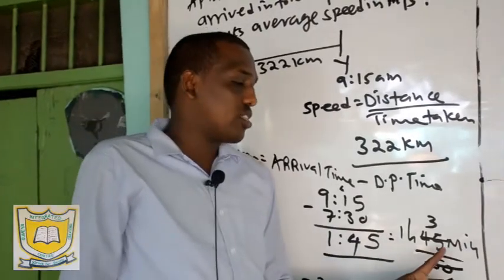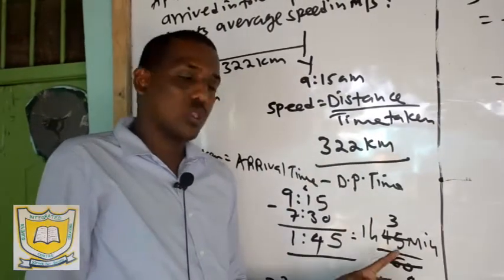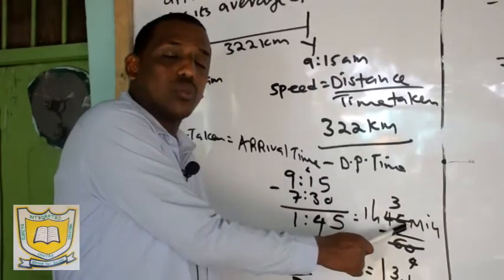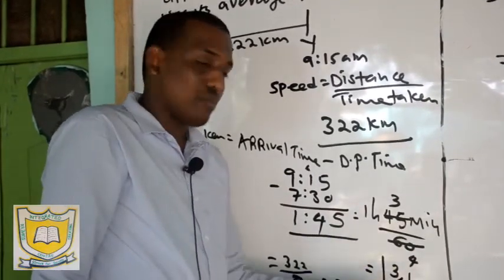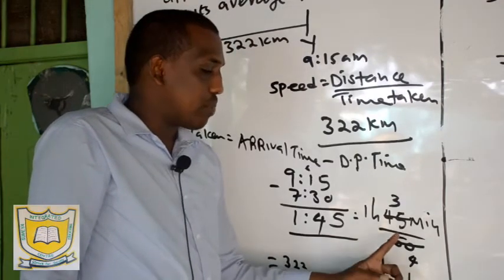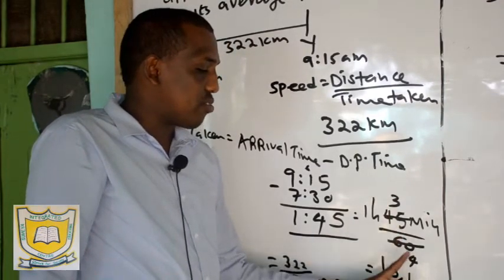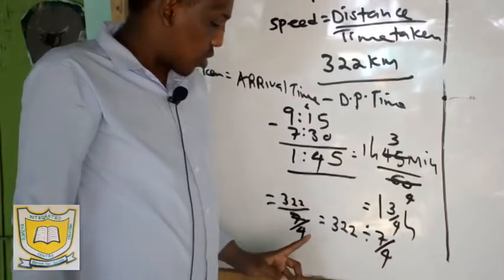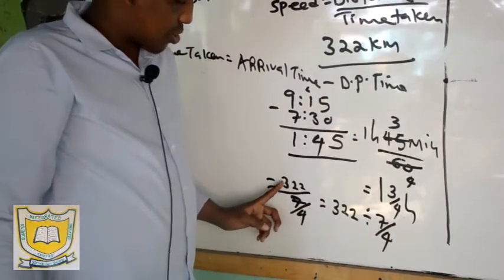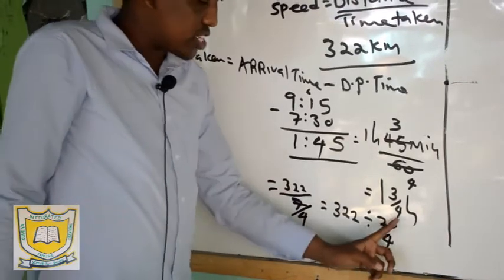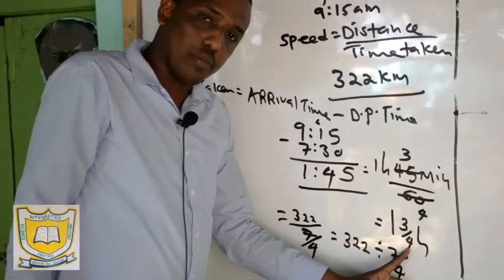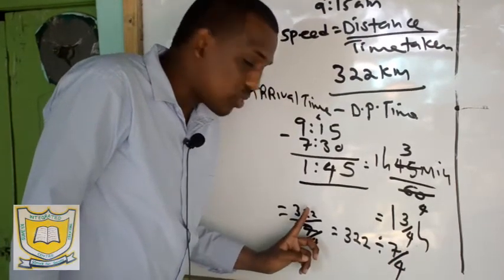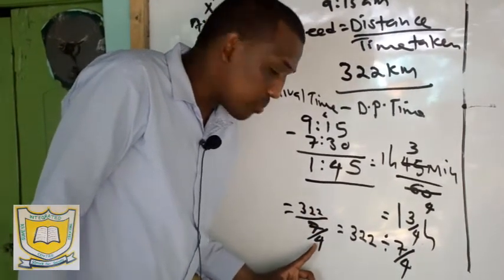So we want to divide this against the distance. We change the minutes into a fraction by dividing by 60. By 15, 3; by 15, 4. So you will get 1 whole number 3/4 hours. So distance over time. I change this into an improper fraction: 1 whole number 3/4 is 7 over 4. So 322 over 7 over 4.